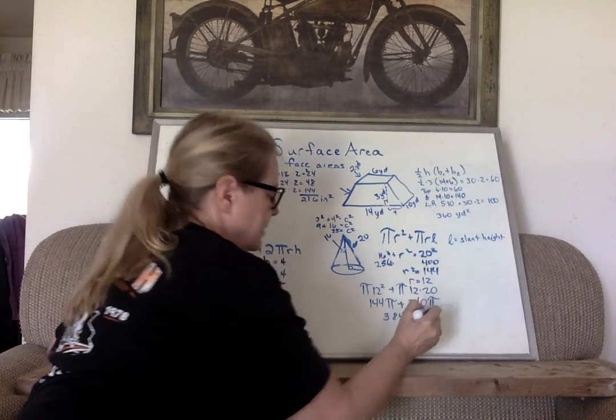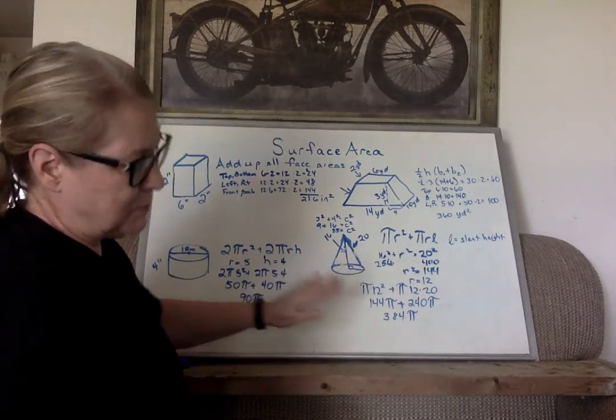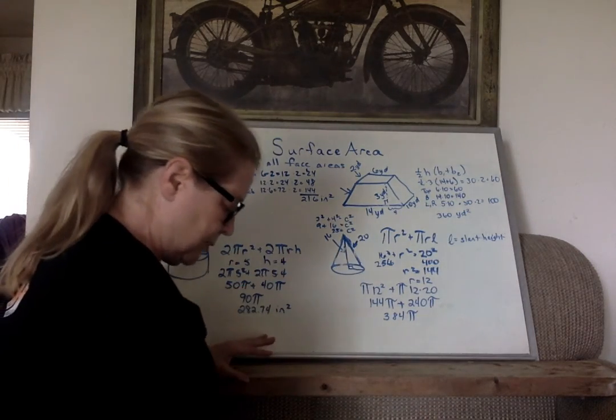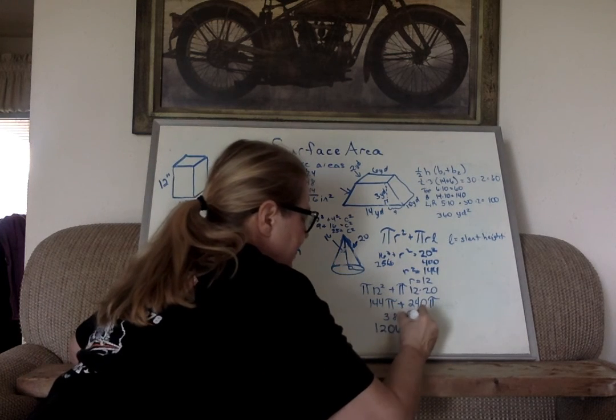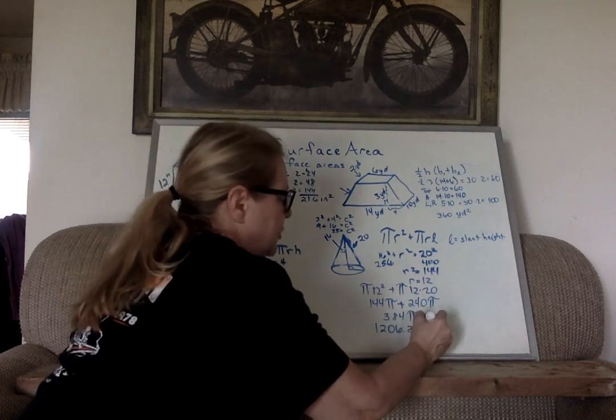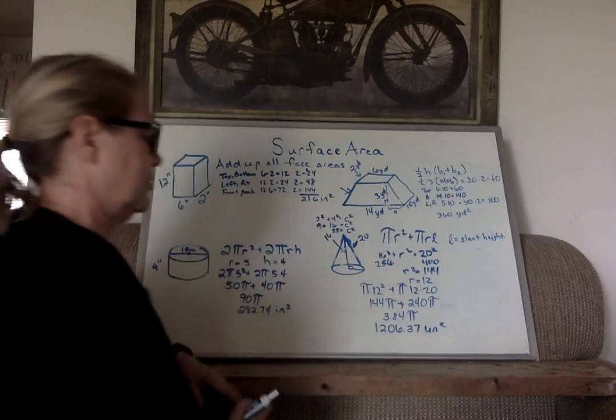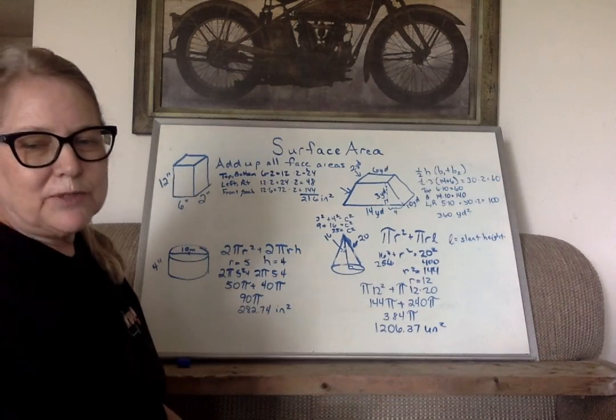384 pi. That's final. If it's pi form or exact form, that's the answer. If you multiply them together, you get 1206.37 units squared if they don't tell you. That's what you need to know for surface area.